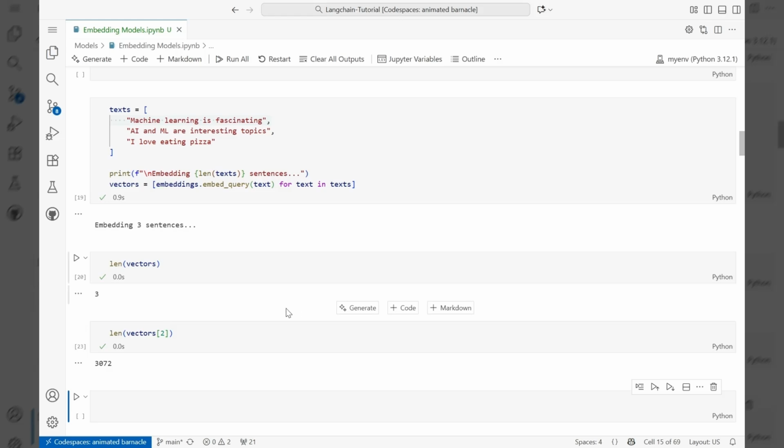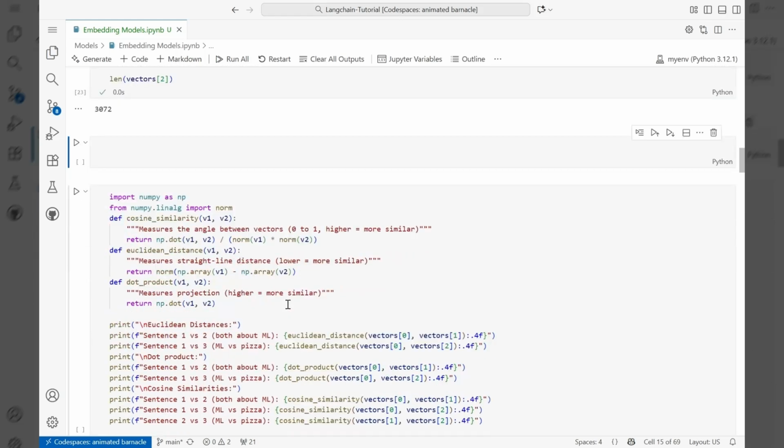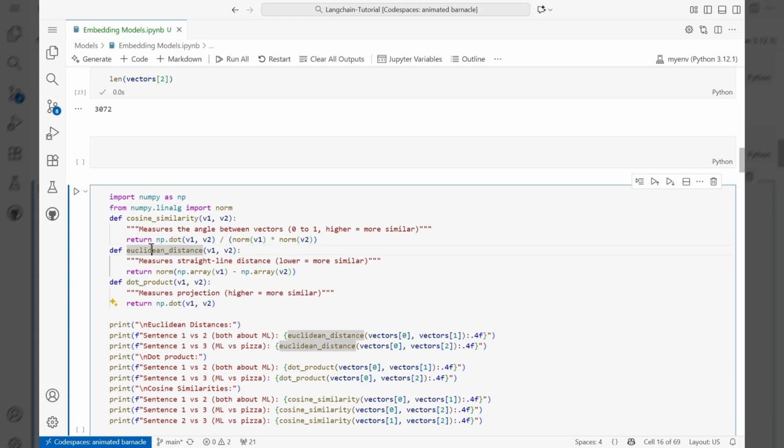Now, to compare these vectors, we have to use similarity metrics. So let me show you how we can compare these vectors. There are three similarity metrics: dot product, Euclidean distance, and cosine similarity. Dot product measures the projection between the vectors, how one vector is projected onto the other one. So the higher the value, the more similar they are, using numpy dot. And second is Euclidean distance, which measures the straight line distance between both. As they are measuring the distance, the lesser the distance, the closer they are to each other and the more similar.